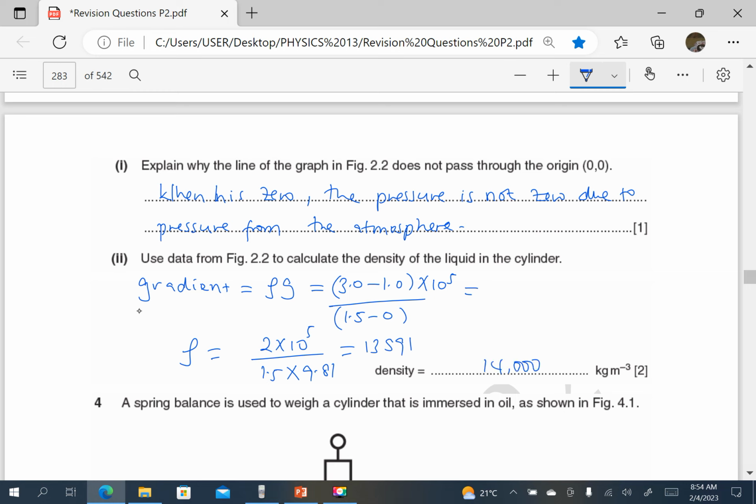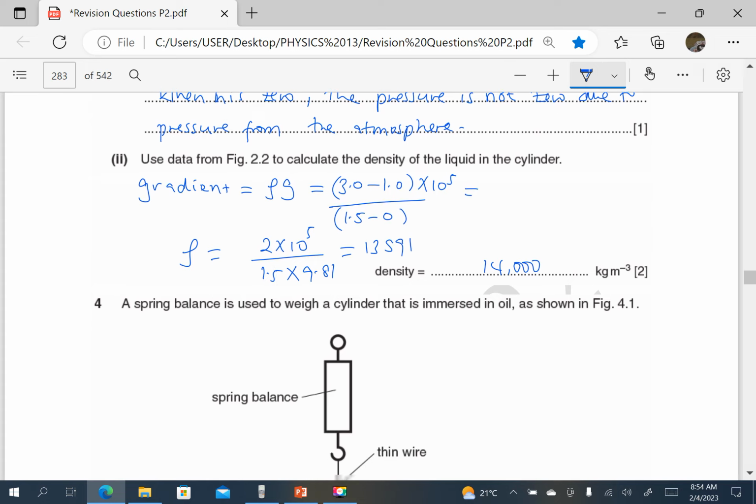That is the density. Okay, so I want to stop here with part 2, and I will start from this point in part 3.